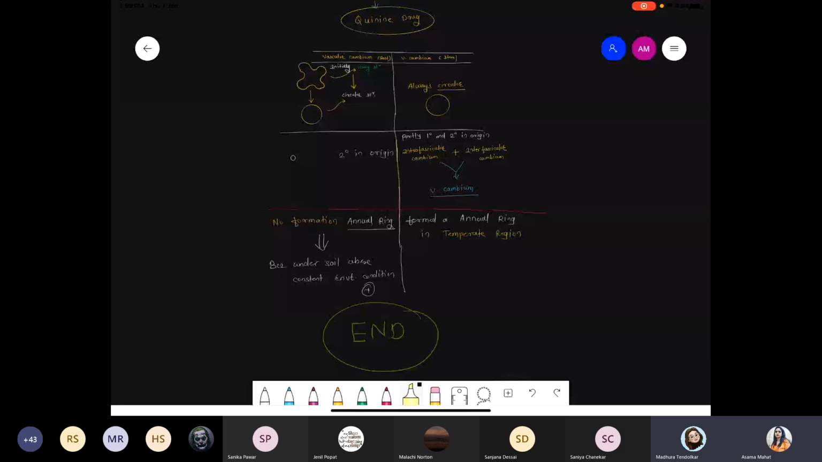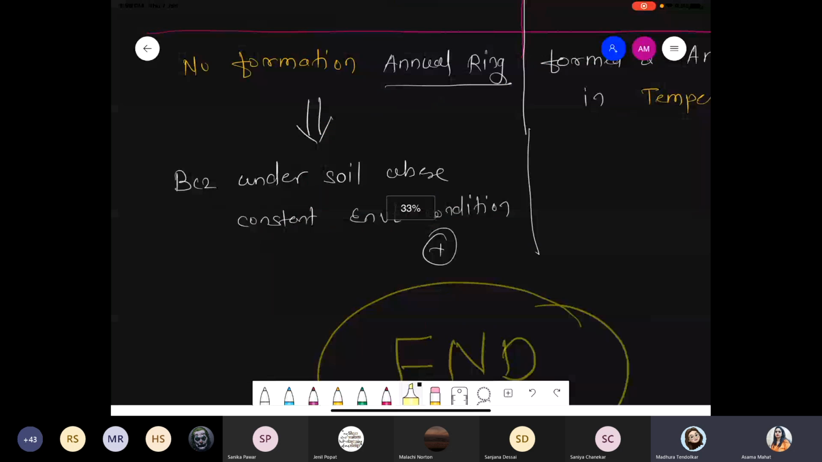Ma'am, what before constant? Constant कहाँ है? Constant environmental condition. Ma'am, and before... Present. Because under soil where constant environmental condition is present. Okay, ma'am. Thank you. ठीक है? Yeah.